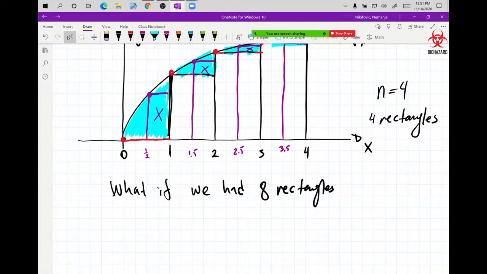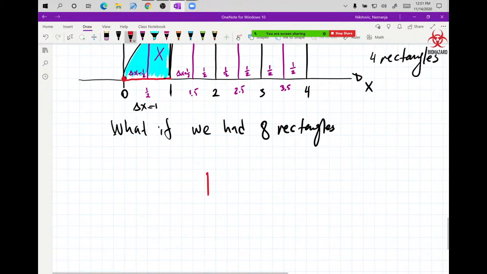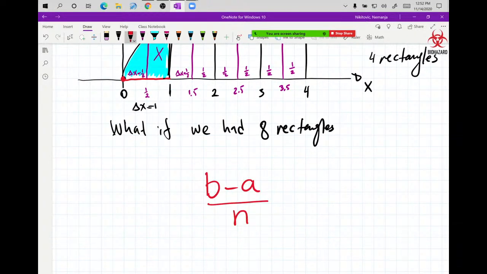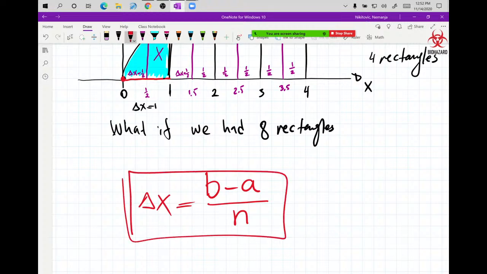So now what we discovered here? We discovered here that the old delta x, the black delta x, there was one, is now turning into a purple delta x, which is a half. Each one of these delta x's is a half now. And you would say, well, can we easily figure this out for everyone? Well, yeah. All you need to do is to take the entire interval and divide by how many rectangles you have. Right? If you take the interval, which is b minus a, and you divide it by the number of rectangles that you want to split it in, you will get your delta x. That creates the formula for delta x.